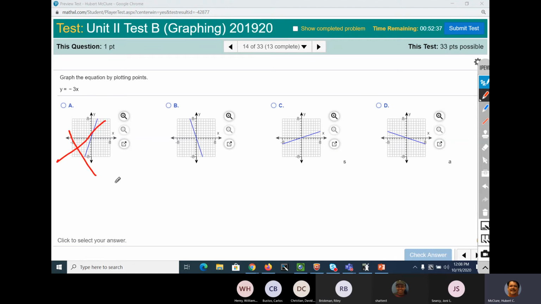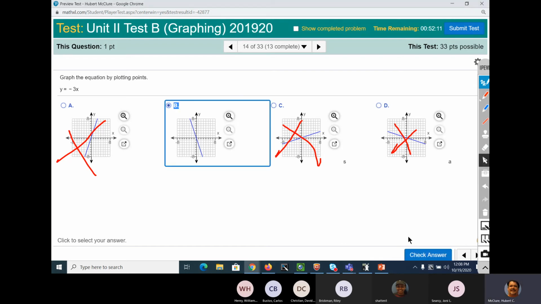Negative slopes. That means this one's out. Means this one's out. So which one does it look like? Well, this was kind of shallow. So I would say probably if you look at mine and look at this one, I believe B, Bravo, would be the answer. So you could have knocked that down to a 50-50 choice just by taking out the 2 positive slopes.